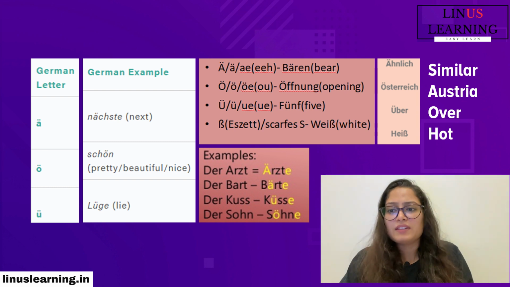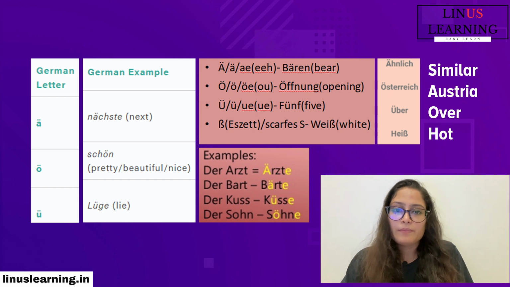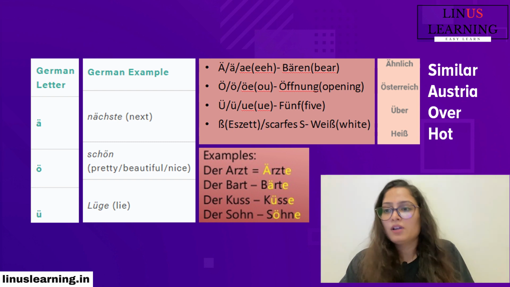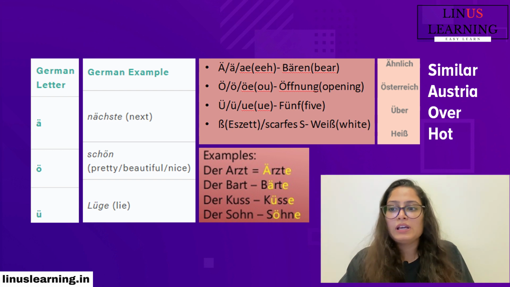Then der Bart. Der Bart is a beard. Plural will be die Bärte. Then we say der Kuss. Kuss is a kiss. Plural will be die Küsse. Then we say der Sohn. Sohn means a son. The plural will be die Söhne. Okay, so I'll say the pronunciation of all these words once again quickly.